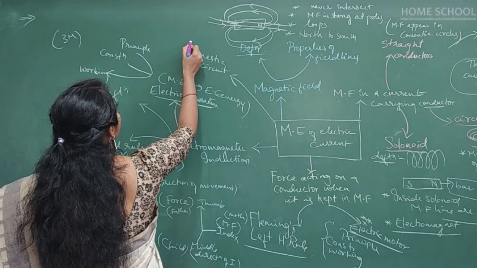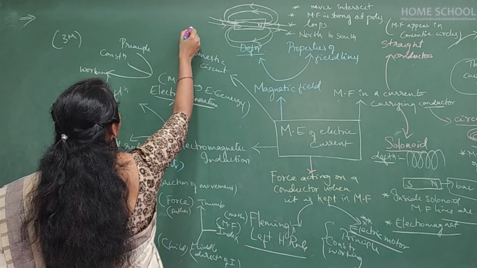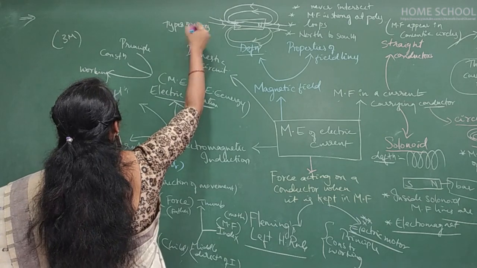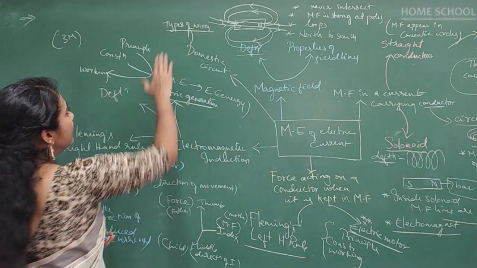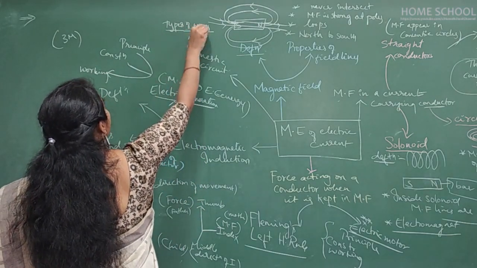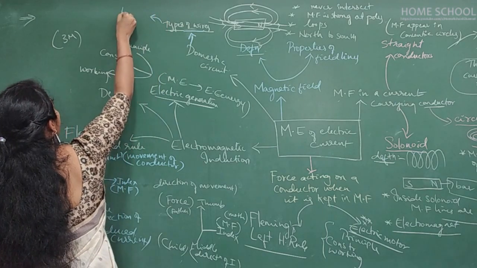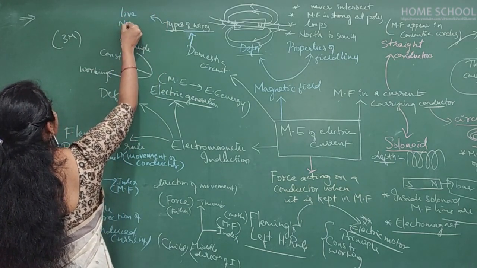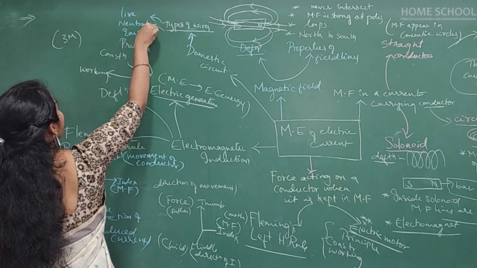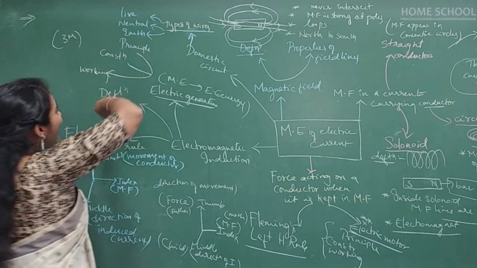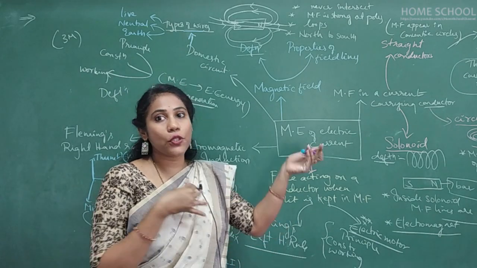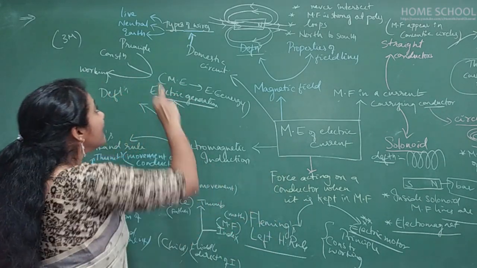Okay, so here we discuss 3 types of wires. Remember, what are the 3 types of wires that you can say? One is live wire, the other one is neutral wire, and the third one is also there, that is earth wire. Through the live wire the current is coming into the house, and through the neutral wire it is going out. And what about the earth wire?